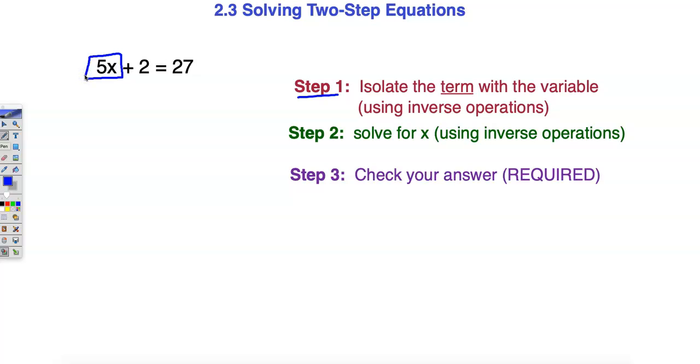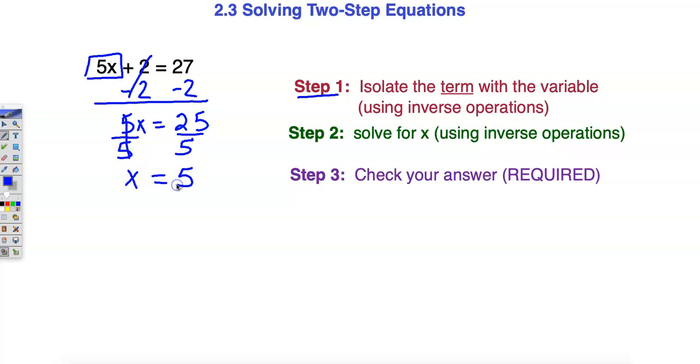And then we're going to isolate that 5x by getting rid of plus 2. The opposite, or the inverse, of adding 2 is subtracting 2. So we're going to subtract 2 from both sides. So we end up with 5x is 25. 5x means 5 times x. So we're going to do the inverse and divide by 5 on both sides to isolate x. So we end up with x equals 5.